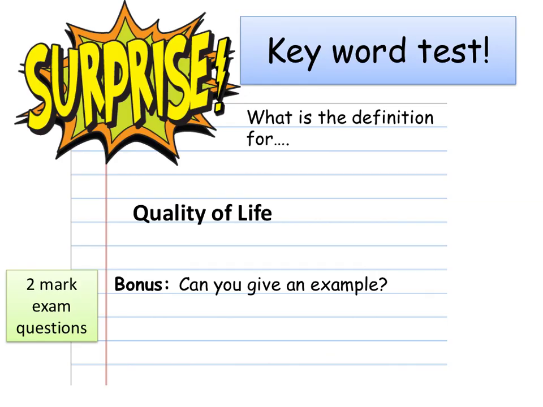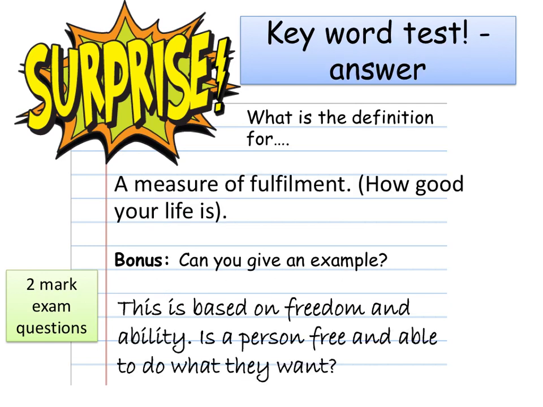Time for another keywords test. Write down the definition for quality of life. Try to give an example. Quality of life is a measure of fulfillment. It means how good your life is. An example of this could be the fact that it's based on freedom and ability.